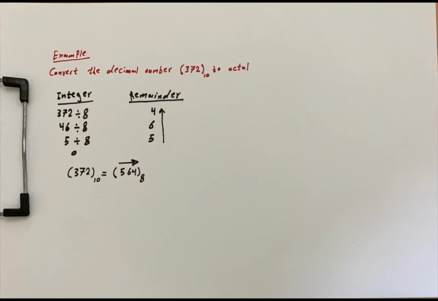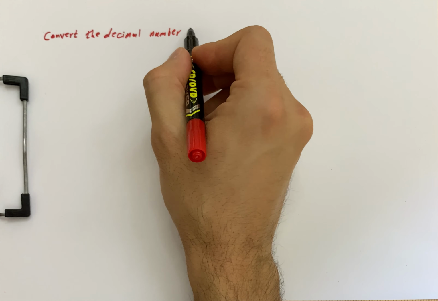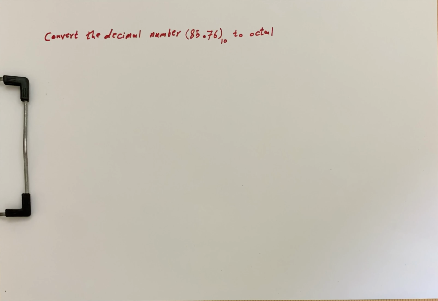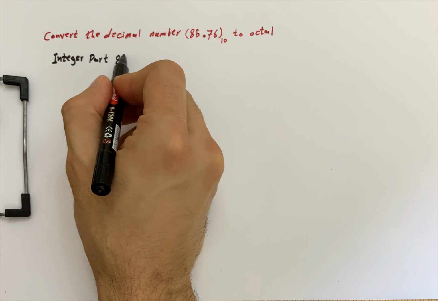Let us take another example with a decimal point. Convert the decimal number 85.76 to octal. For convenience, we will take the number as two parts, the integer part and the fractional part. Then we add the two converted parts together. First, we will convert the integer part of the number, which is 85.